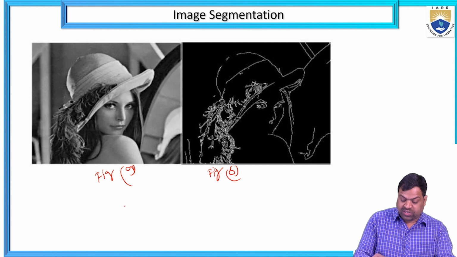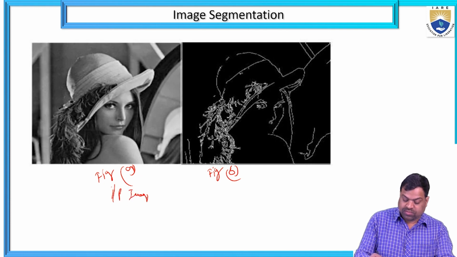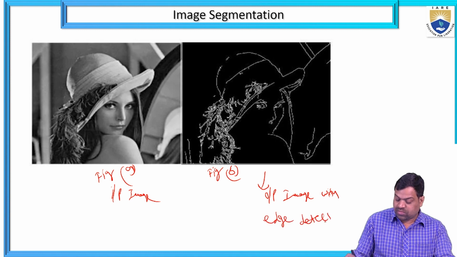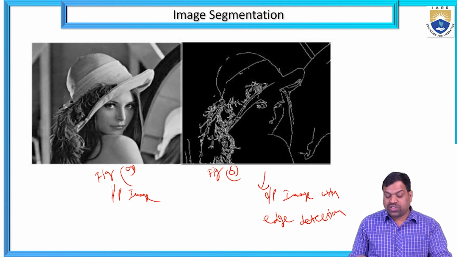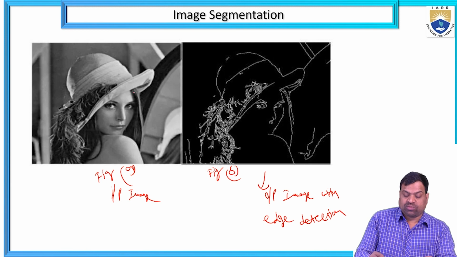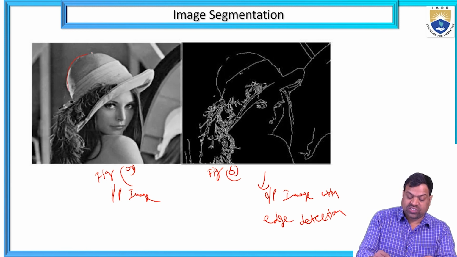In this figure, this is the input image, and this is the output image with edge detection. Edge detection means finding out what the edges are. Suppose this cap is there: what are its edges, what is its size? Depending on this, we have to find it like this.